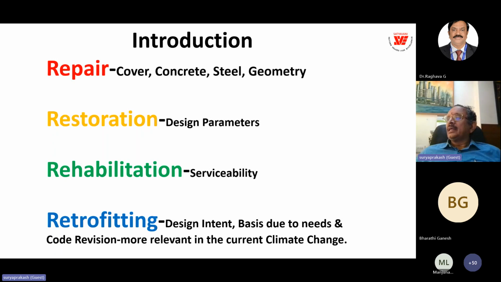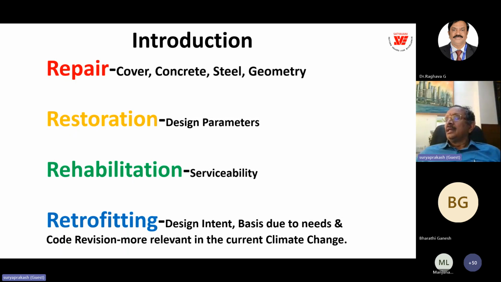Retrofitting is the design intent change. That means, for example, in most cases we would have built the building designed for ground plus 3 floors, and after some time, nowadays we all know about the TDR, transferable development right, due to which the developer wants to add 2 more floors. That is an afterthought. The designer has done the design correctly, but the developer wants to change the design base. So we have to retrofit the structure with that revised design intent.